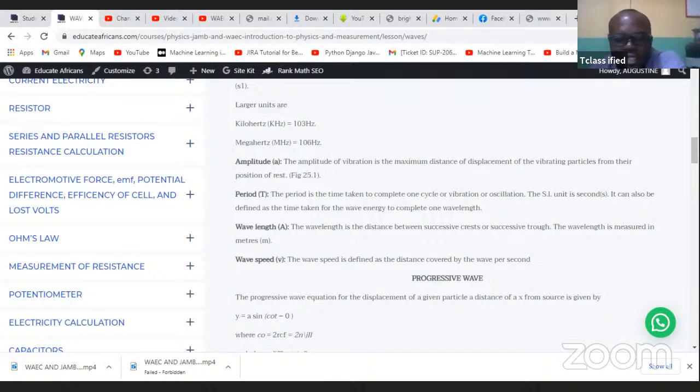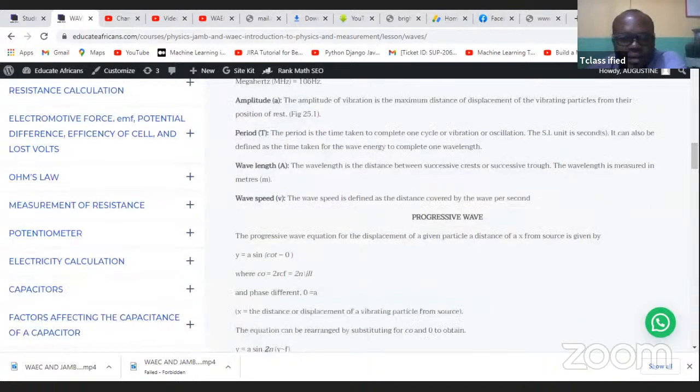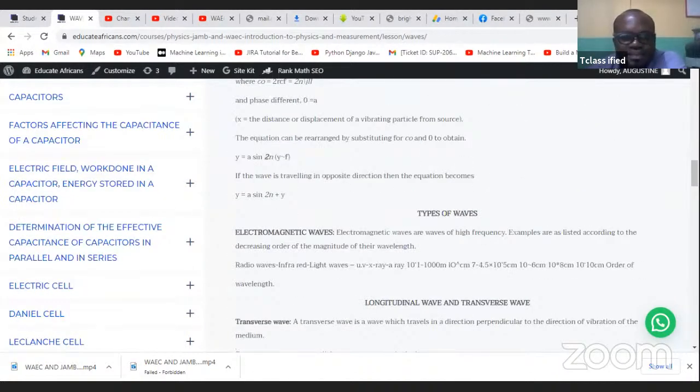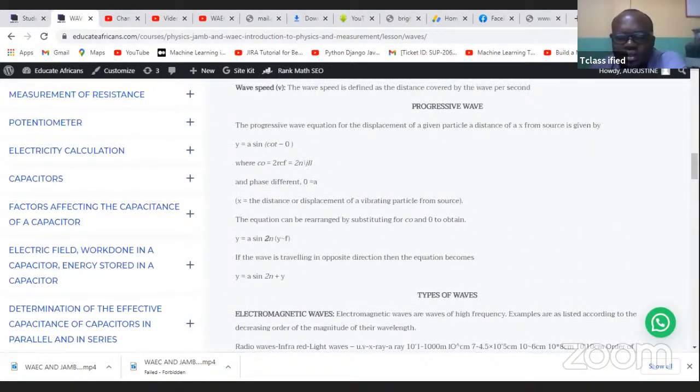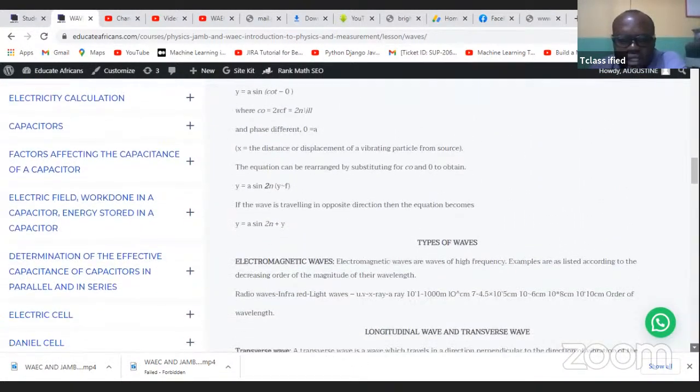Wave speed is distance covered by wave per second. Okay. So we are going to look at types of waves. This formula, they are not very clear, so I'm going to open it up in the video later and show you. But before that, let's go to types of waves.